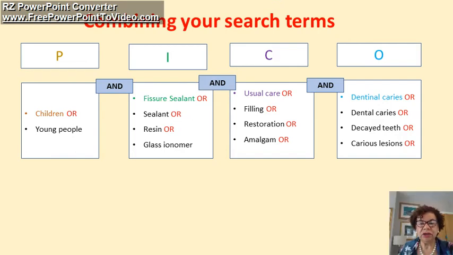After running searches using the initial terms, you will need to combine searches. This has the opposite effect to your search. Instead of adding papers, it will reduce the total number. So reading from left to right, to be included in your search results, not only does the paper have to be about children, it needs to be about fissure sealants and usual care and dentinal caries, or any of the combinations. Running the initial searches and adding in the combining terms is likely to reduce the papers you identify from many thousands to a few hundred.